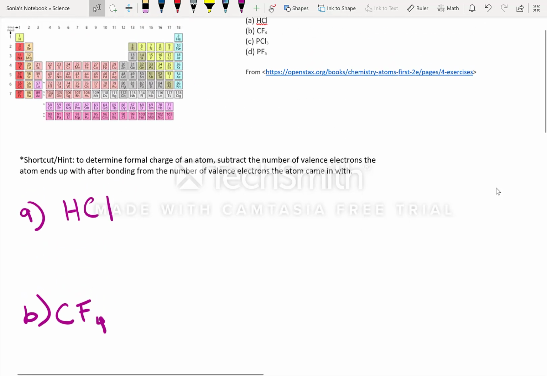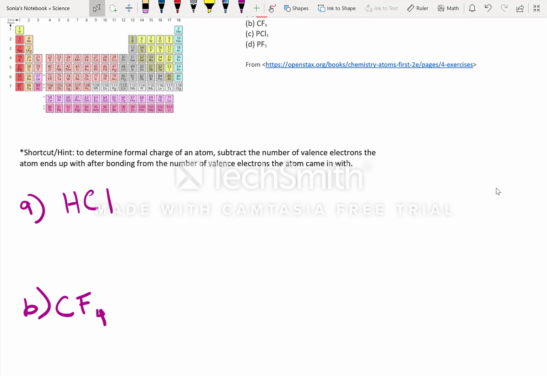So HCl. How many valence electrons does each atom have in this molecule is what we have to do first. So hydrogen has 1, chlorine has 7, which gives us 8 valence electrons. Now we can draw our structure, and make sure that our electrons were used up. So there's hydrogen's 1, and then chlorine's 1, 2, 3, 4, 5, 6, 7. And we don't have any more electrons left, so we're good.